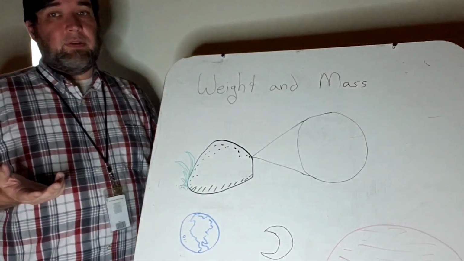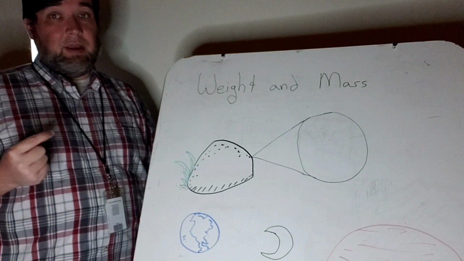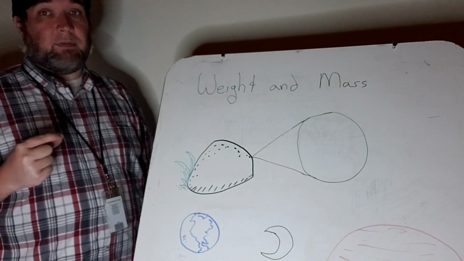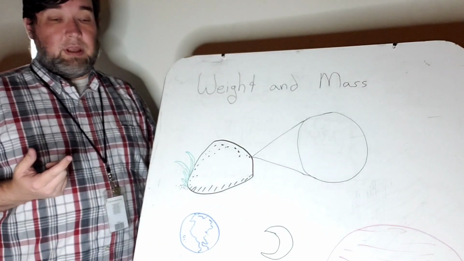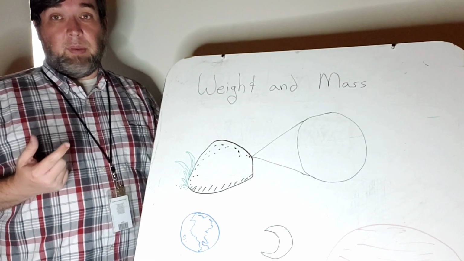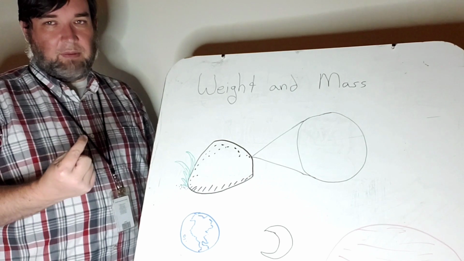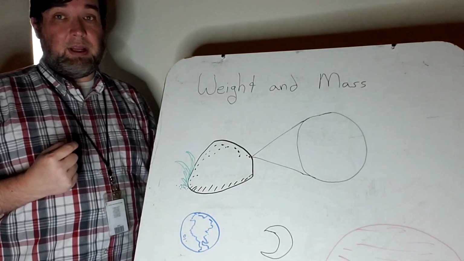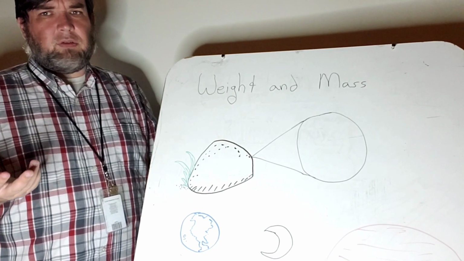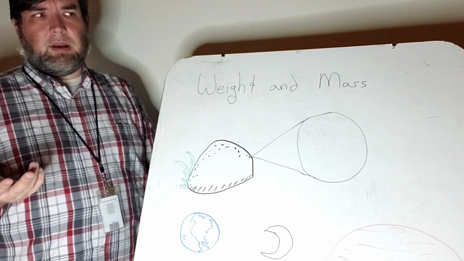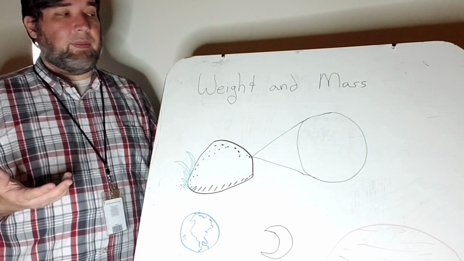Well, that's because of mass. Mass is how much stuff is in a material. So even though the feather is much bigger than the penny, there's more stuff or matter in the penny than there is in the feather. So if that's true, then what's the difference between weight and mass? So let's talk about that.